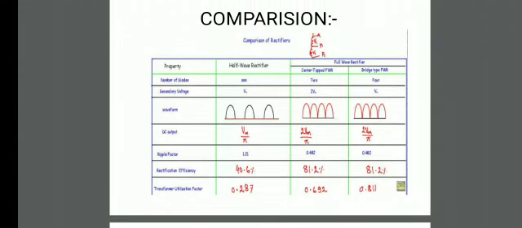Transformer utilization factor, TUF, is very small in half wave rectifier, 0.287. In center tap it is somewhat more, 0.692, and it is more in bridge rectifier, that is 0.811.